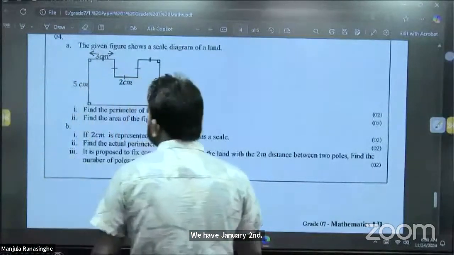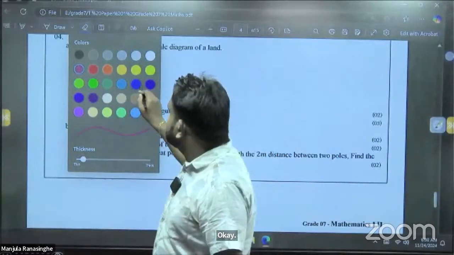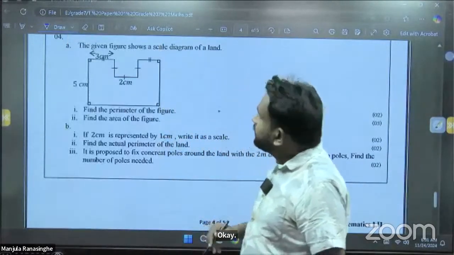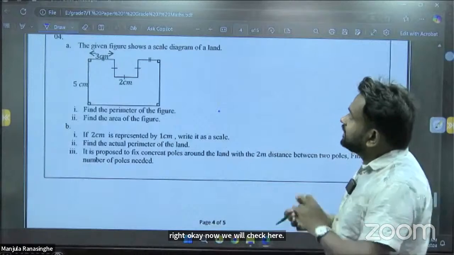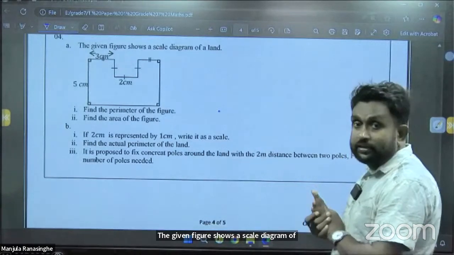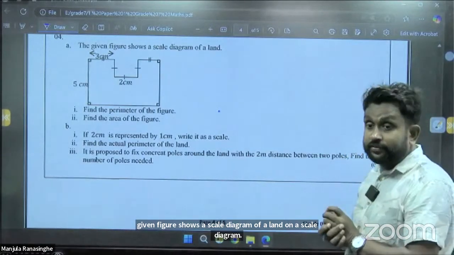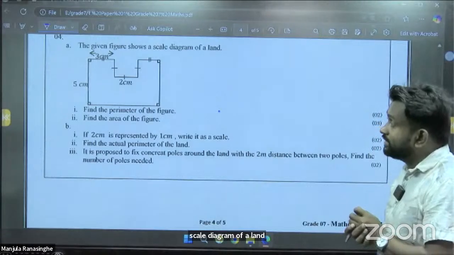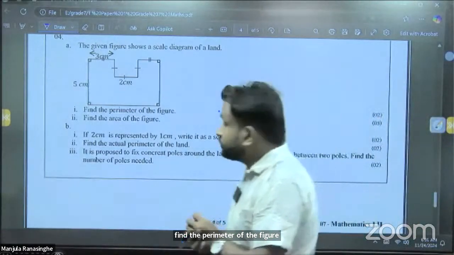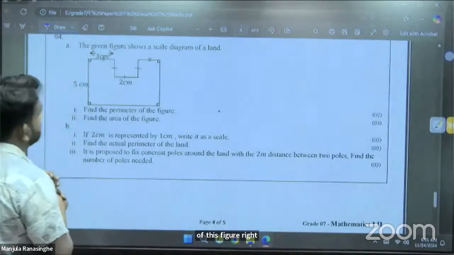Right, now we will check here. The given figure shows a scale diagram of a land. Find the perimeter of the figure. They are asking to find the perimeter of this figure, and to find the area of this figure.